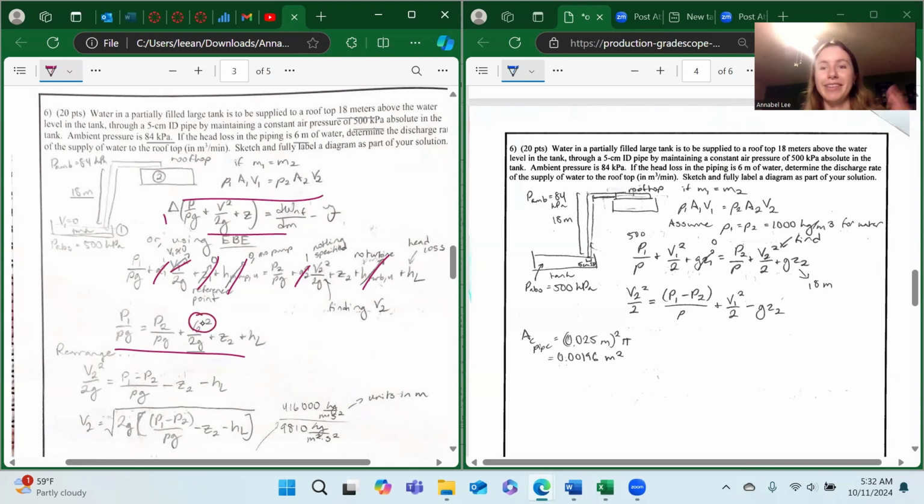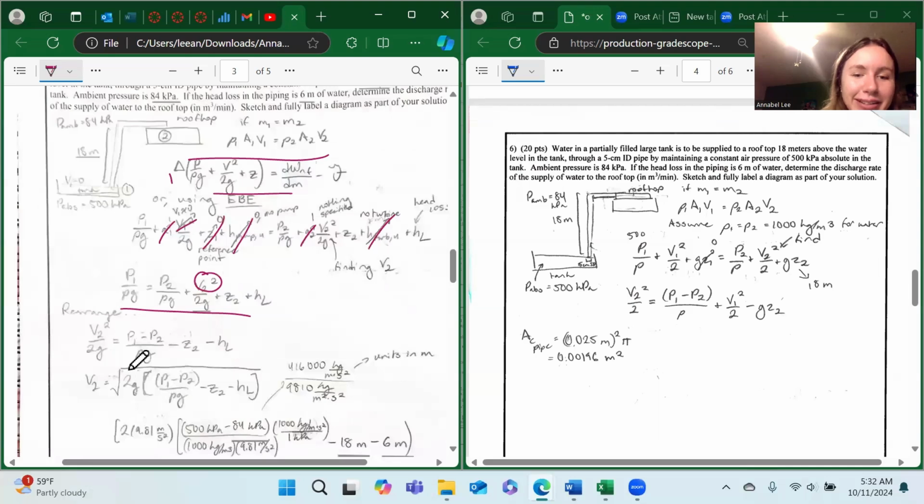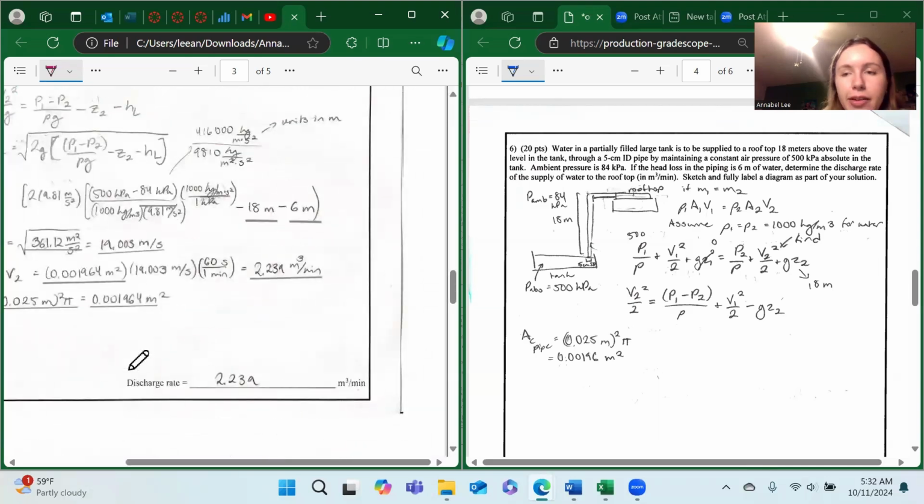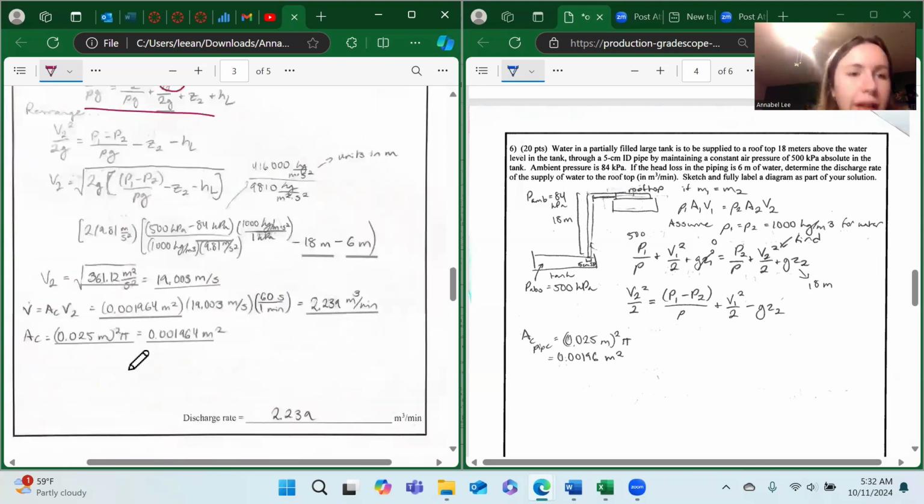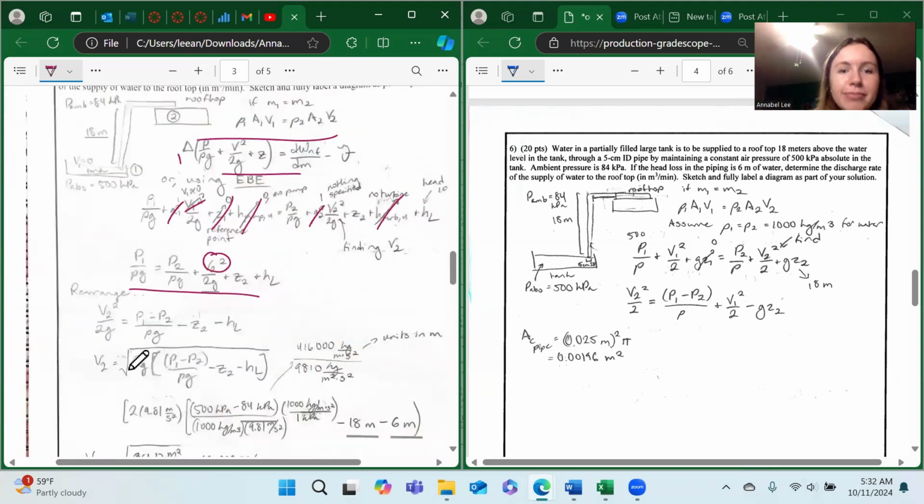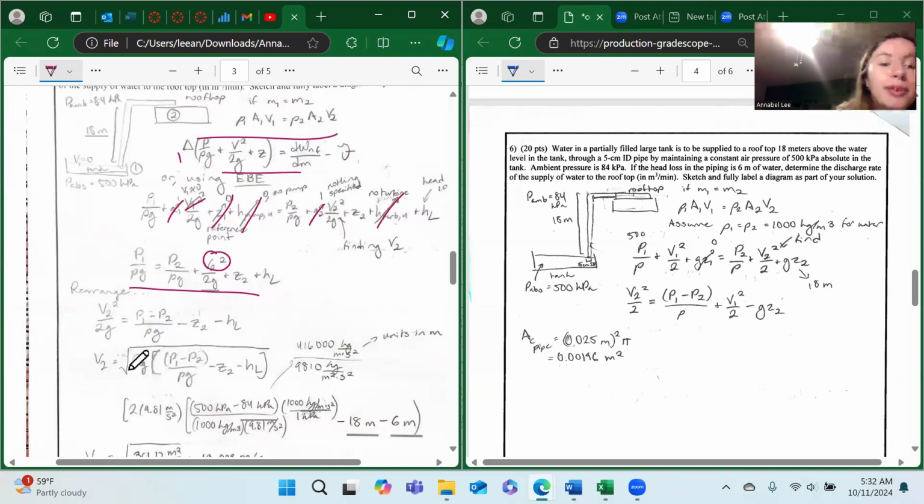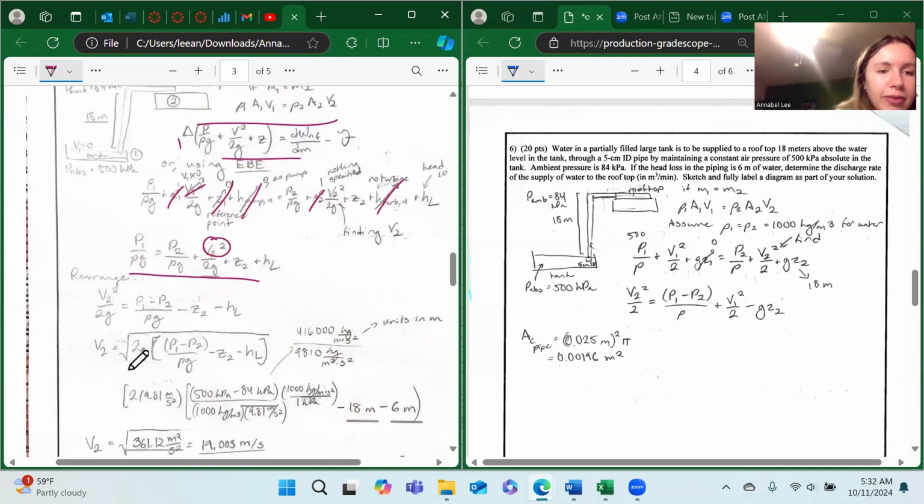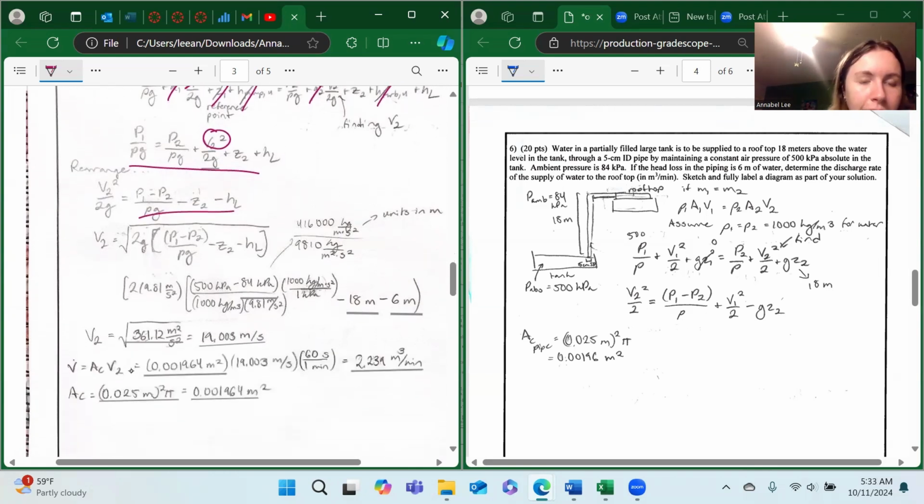So, yeah, because we need to find the discharge rate, which is cubic meters per minute, which we can multiply by the diameter of the pipe. But yeah, the energy Bernoulli equation is good for that. Rearrange so that velocity is on one side and all the other stuff is on the other side. You can isolate it completely and then plug it in.